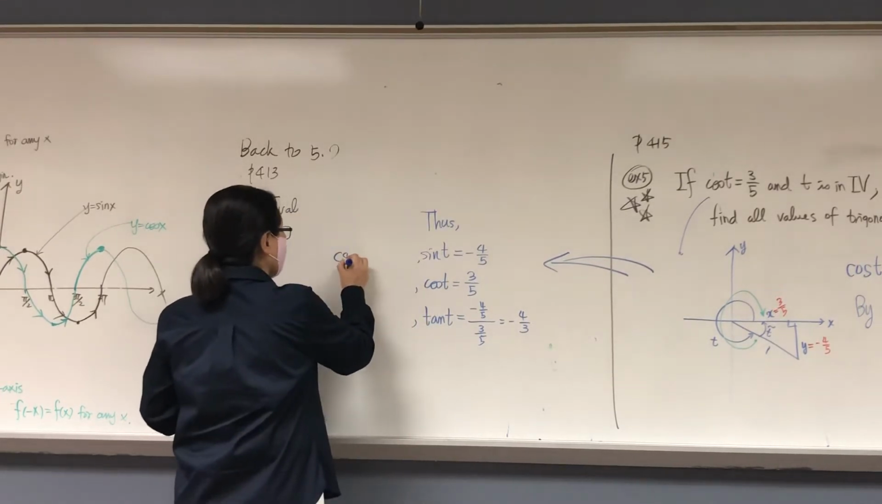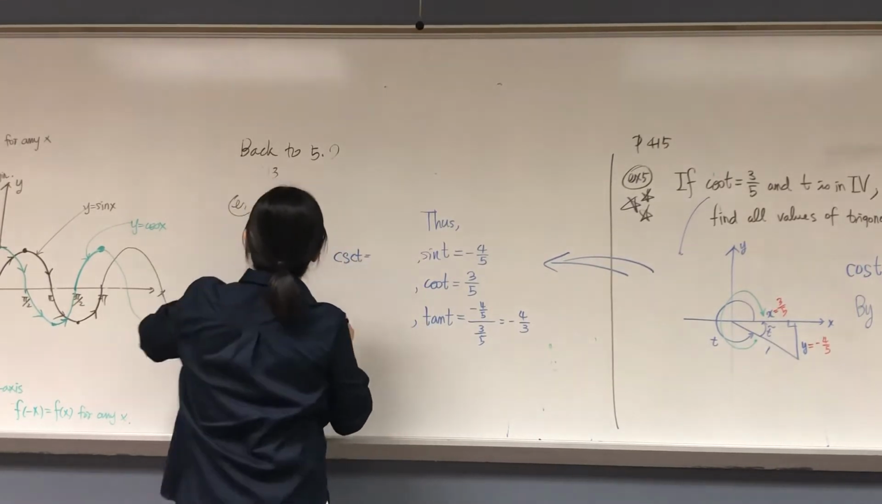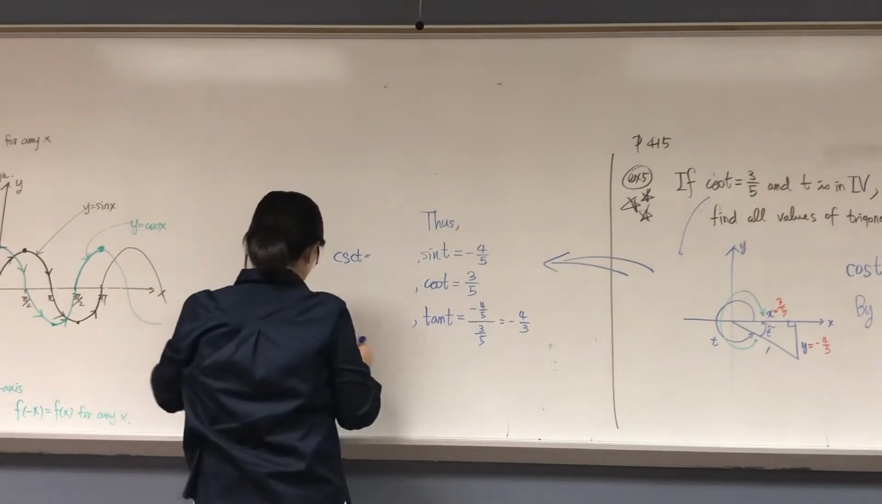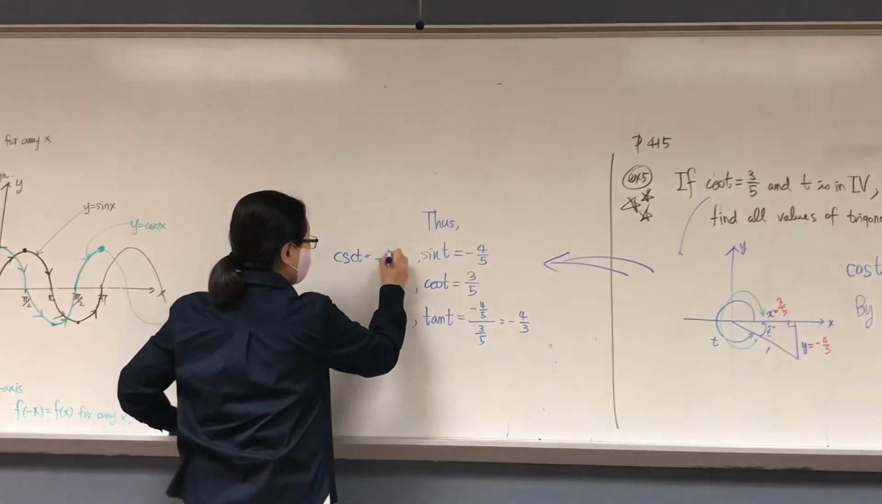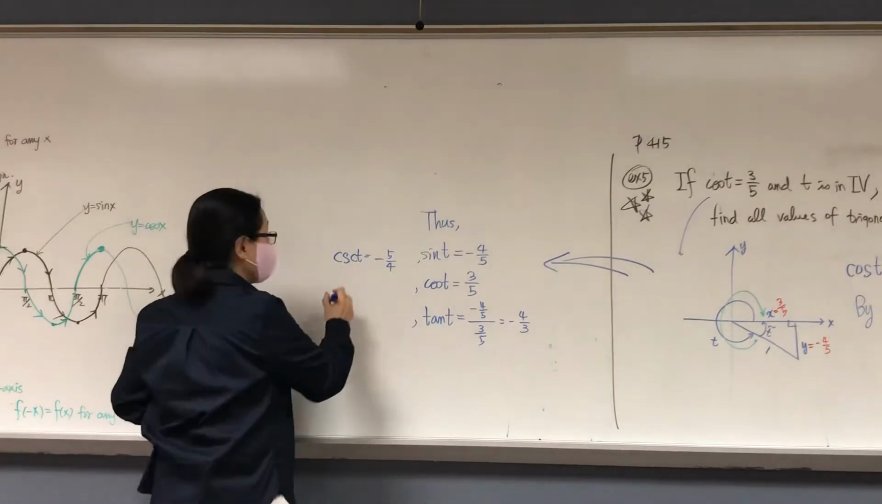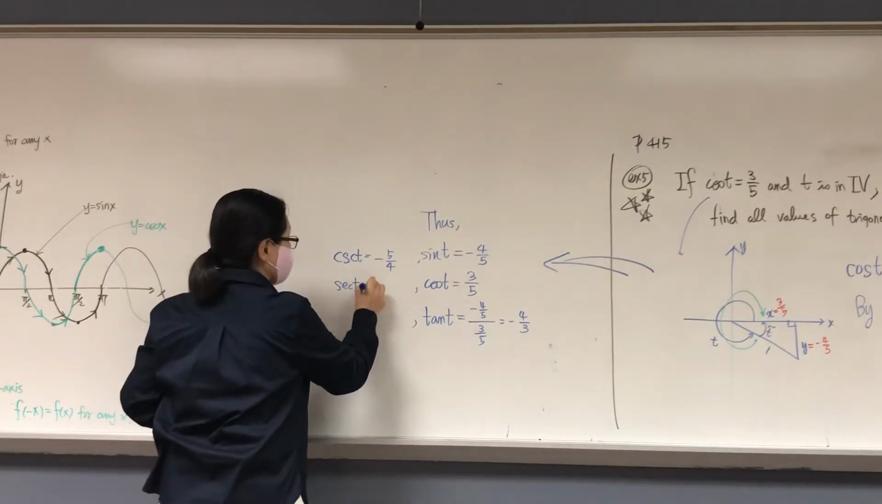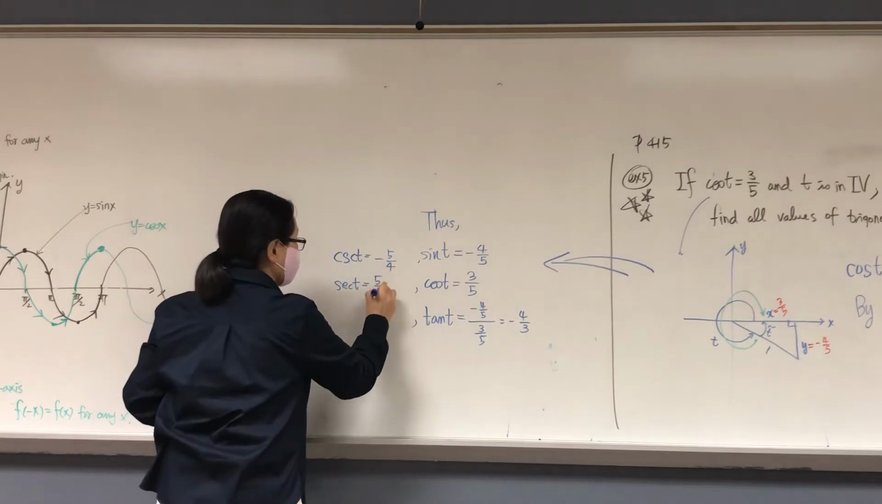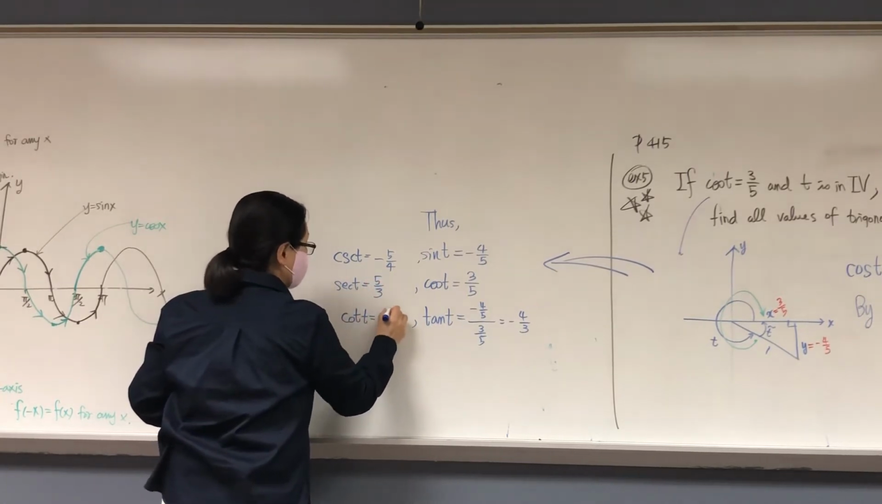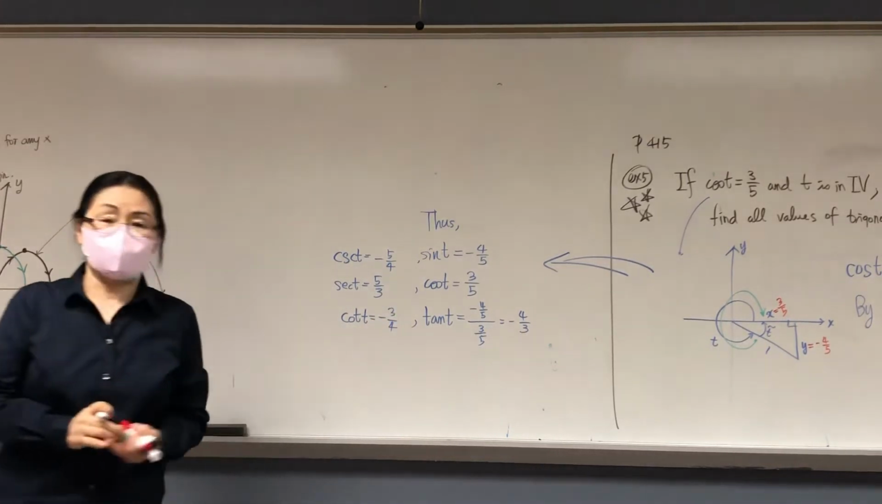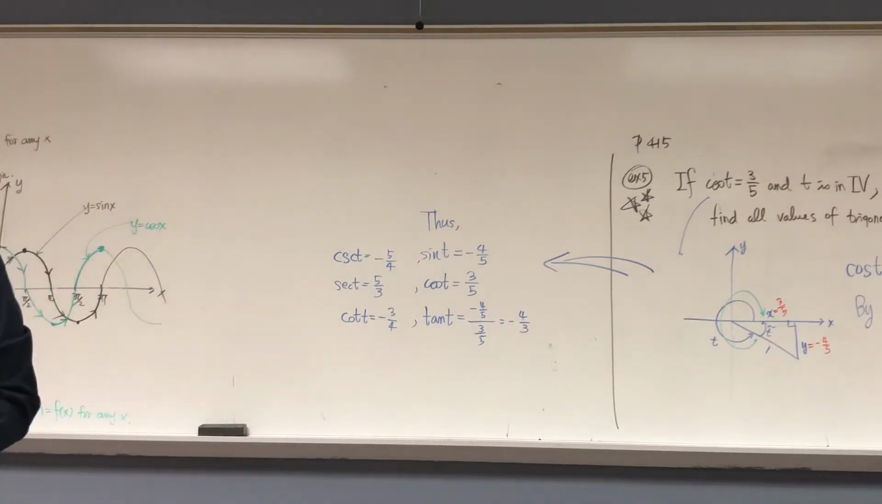What is the cosecant t? That's negative 5 over 4. Am I right? What is the secant t? 5 over 3. What is the cotangent t? Negative 3 over 4. Yeah, that's it. Finish. You should know.